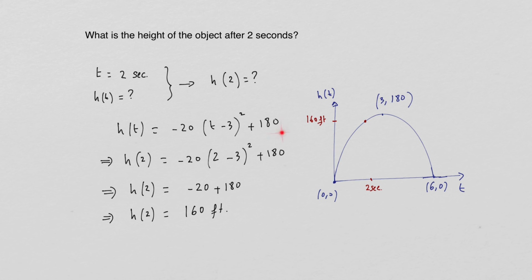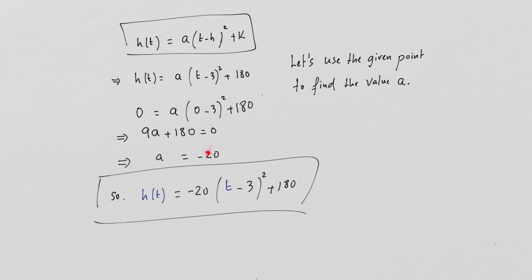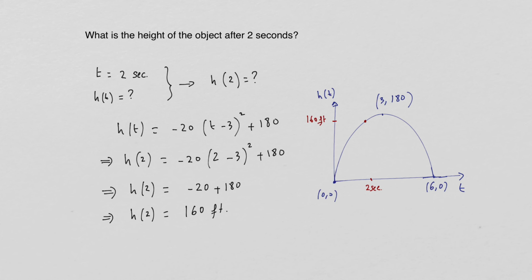Well, that's easy. Here is my model again. I always begin with my model. I spent 10 minutes figuring out my model. You should always start with your model before you plug in anything, okay? So here is my model. I plugged in 2 for t. So just plug in 2 here. And just respect the order of operation. 2 minus 3 is negative 1. Negative 1 squared is 1. 1 times negative 20 is negative 20 plus 180. Right? And that's 160 feet. Done.